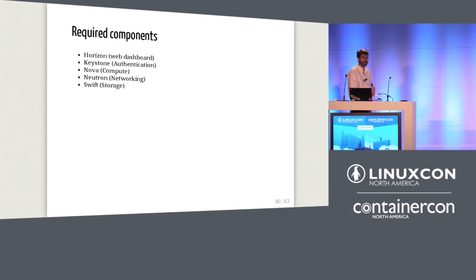So on the software side, here are what I would call the required components of OpenStack. There is the web dashboard. That's Horizon. That's the web interface where you can actually interact with the cloud and do administration of your virtual machines, of your network, and so on. Keystone is the authentication layer. Nova is compute. That's where your VMs actually run, and this manages the life cycle of the virtual machines. Neutron is the networking as a service, and Swift is the storage component.